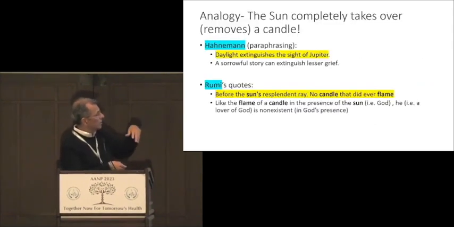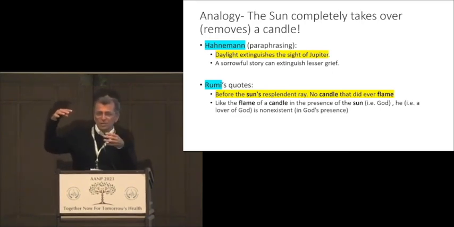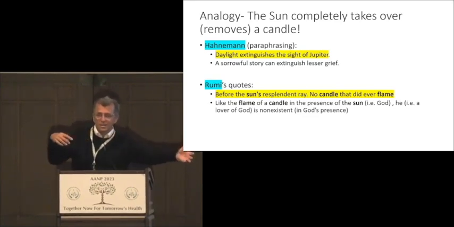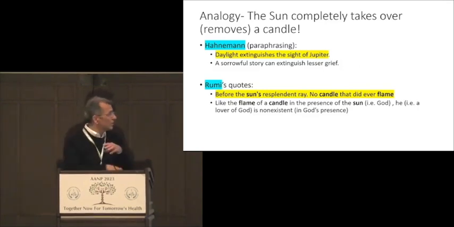It's almost like, imagine being out there in the sun by the pool, it's sunny, and you light a candle. Will you see the light of the candle? Probably not, because the sun will take over. That's how homeopathy works. You give a remedy that's similar to the disease but stronger, and it literally will annihilate the disease, just like the sun annihilating the light of a candle. And Rumi has a quote that I thought was beautiful: before the sun's resplendent ray, no candle that did ever flame. Because you don't see the flame of the candle, right? And Hahnemann talks about daylight extinguishing the light of Jupiter.